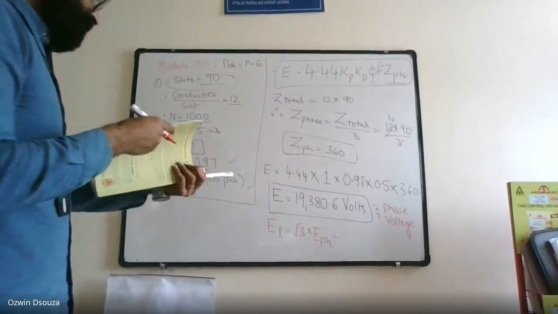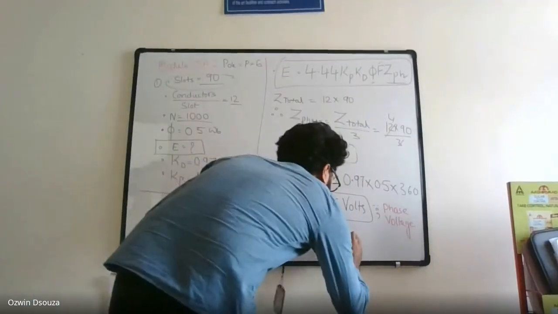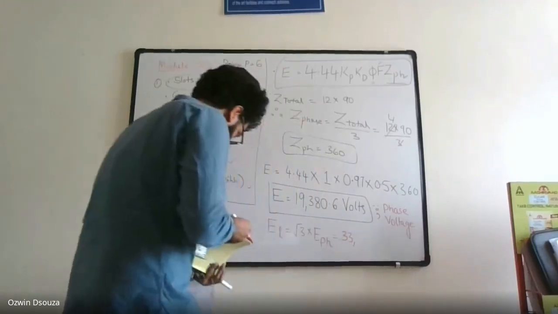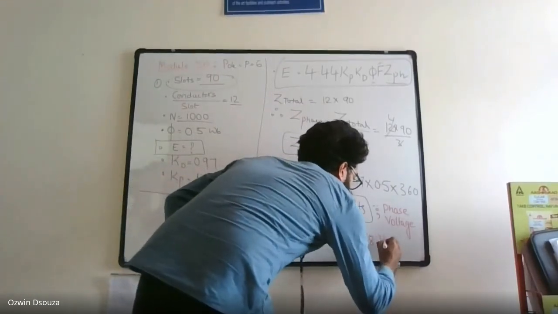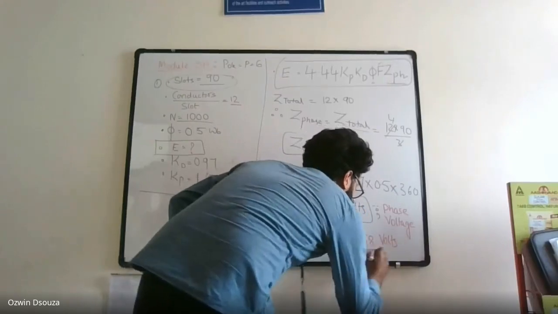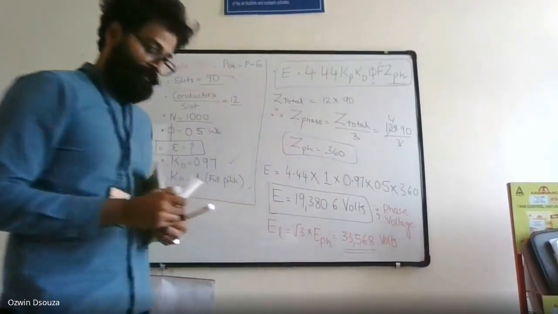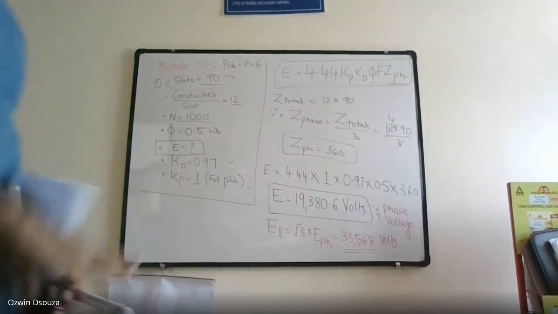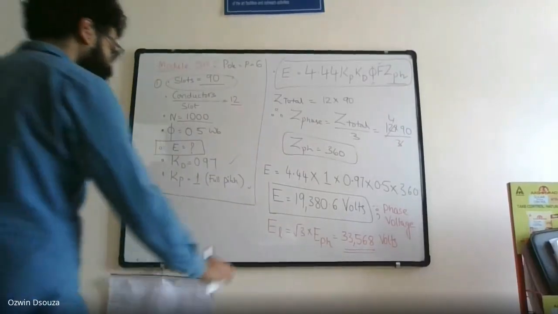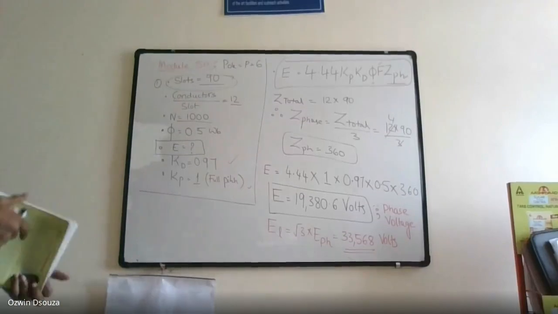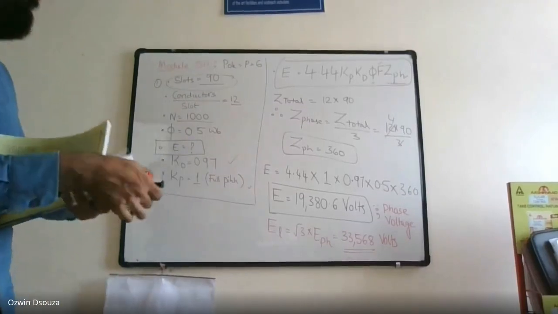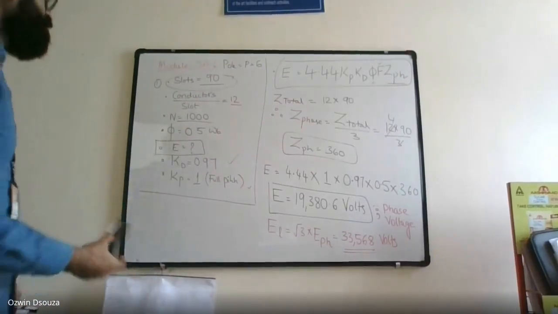So when you multiply, you get 33,568 volts. So for the given set of data, the line voltage is around 33 kilovolts. 33 kilovolts, very high. So that's your first problem.